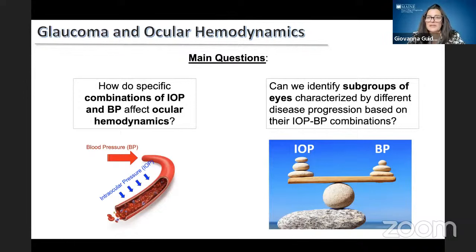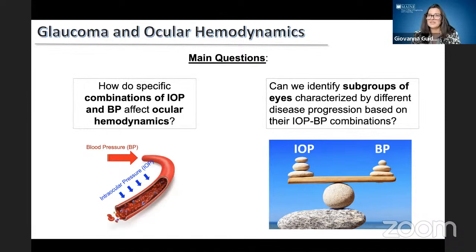The second question, on the right, is: if we are able to characterize this interaction in general, in concept, how can we translate that into identifying subgroups of eyes, which means groups of people, that are characterized by a similar impact of IOP and blood pressure combination on ocular hemodynamics? And would these groups actually relate in a statistically significant manner to different ways of progressing in the disease?